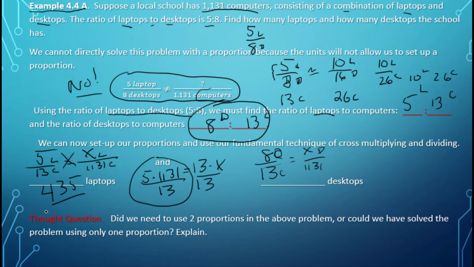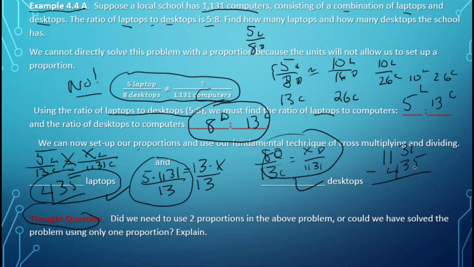But if we look down here at the thought question, it says, do we need to have these two proportions? Or can we solve it with only one? In other words, are we really done right here? Once we know we have 435 laptops, it should be clear that I can just take 1131 computers, subtract the 435 laptops, and I'm left with desktops. So I don't have to go through this here. And the answer there.